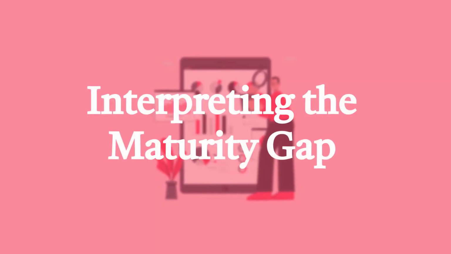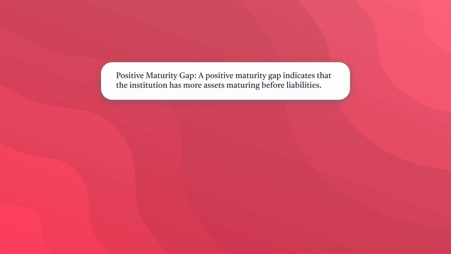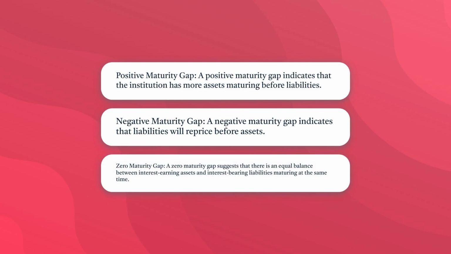Interpreting the maturity gap. Now, let's interpret the results. Positive maturity gap. A positive maturity gap indicates that the institution has more assets maturing before liabilities. Negative maturity gap. A negative maturity gap indicates that liabilities will reprice before assets. Zero maturity gap. A zero maturity gap suggests that there is an equal balance between interest-earning assets and interest-bearing liabilities maturing at the same time.